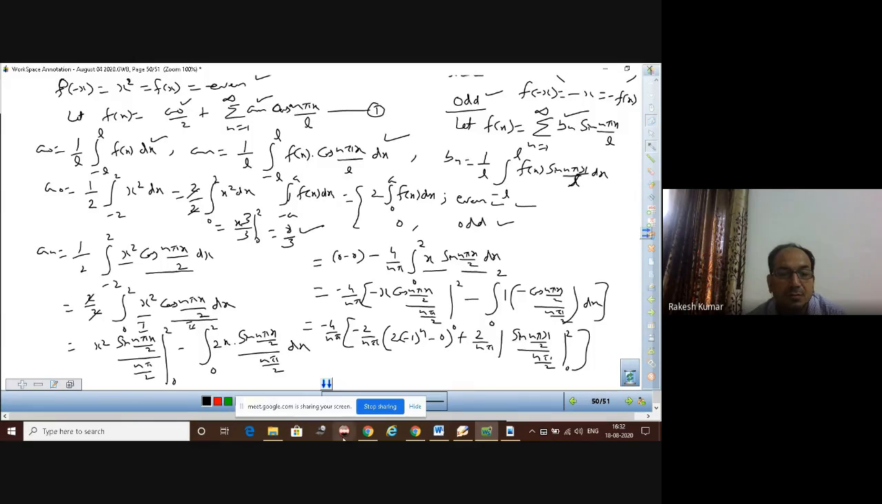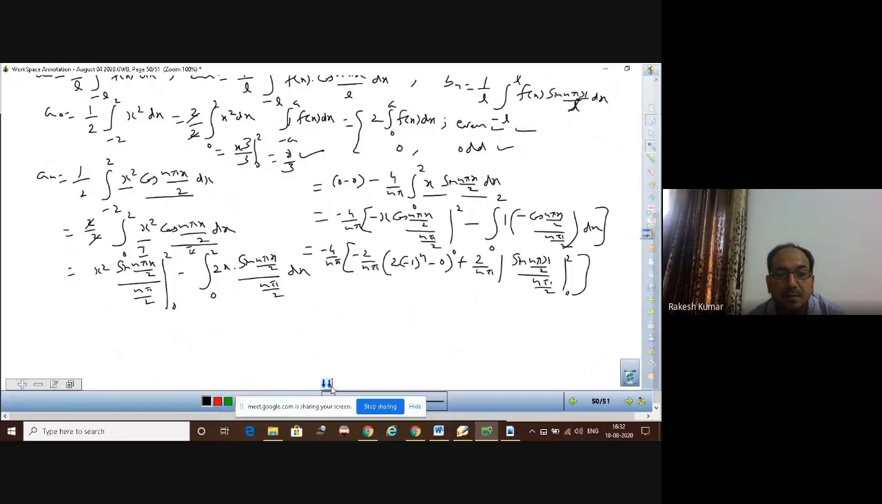Now you can substitute the limits in this integral also. When you substitute 2 here, the 2 cancels. Sine n pi will give us 0 and sine 0 will be 0. Ultimately, this term will vanish and you will get the value from this component. Minus and minus will be plus, 8 over n square pi square times minus 1 raised to power n. So this is the value of the second Euler constant, an.